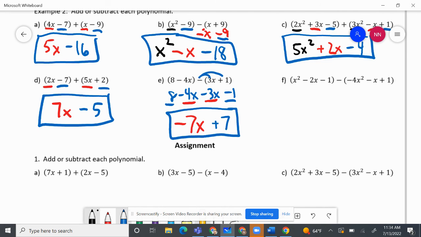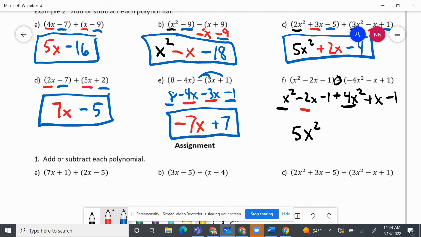For the next one, once again, the subtraction sign I'm going to distribute to each of the terms. So I get positive 4x squared, positive x, and minus 1. So I have the x squared and the 4x squared, and that gives us 5x squared. Then the minus 2x and the positive x, that gives us negative x. And then what we have is a -1 and a -1, which gives us a -2.